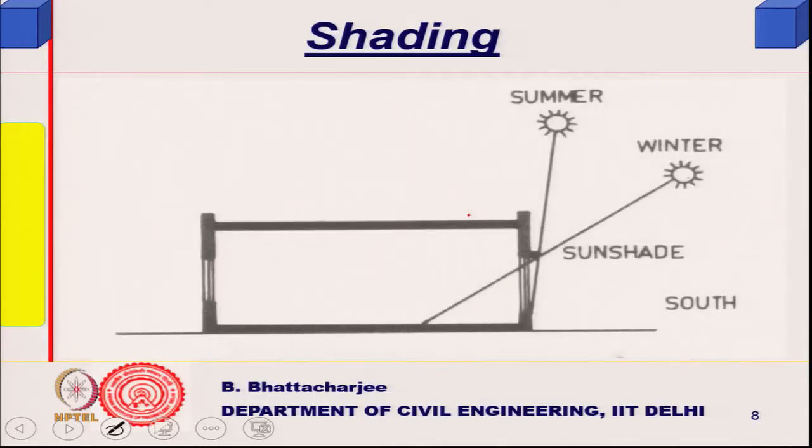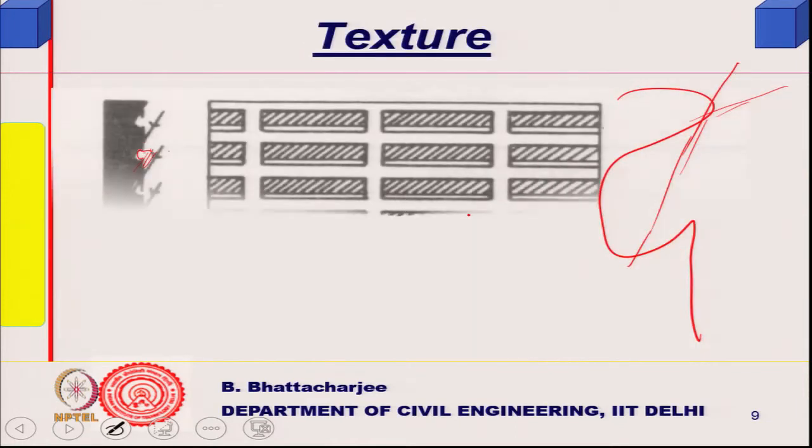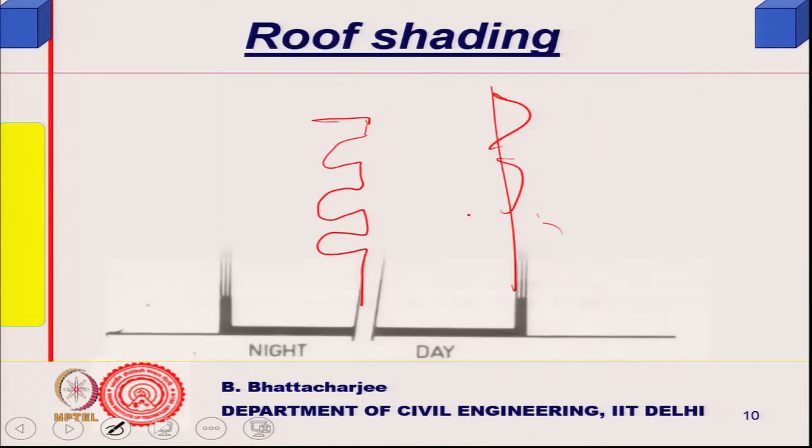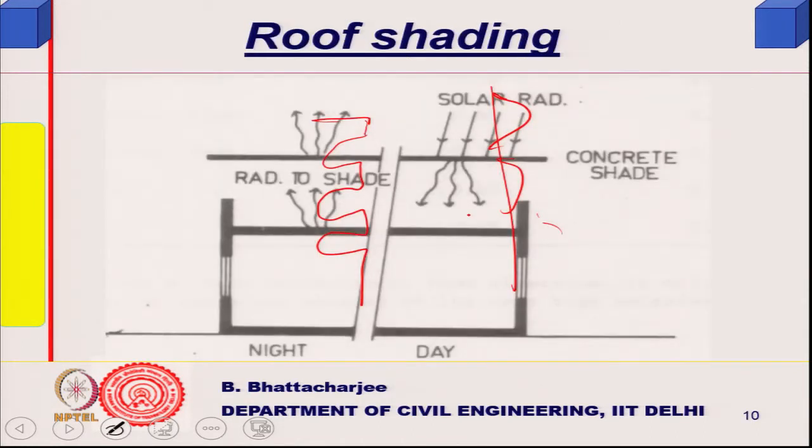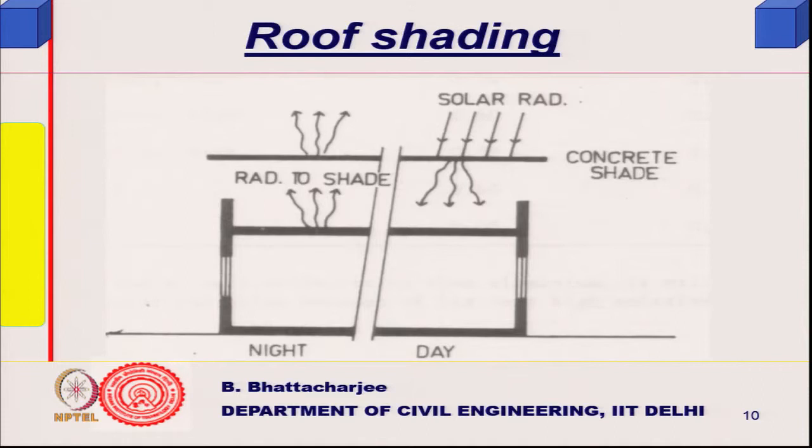Shading already we talked about, these are passive features, shading already I have given you the concepts, I think I will not mention this any further. Texture also I have mentioned to you. Then people thought that they can do some sort of shading in the roof, right, shading in the roof. So, for example, some sort of concrete shade.